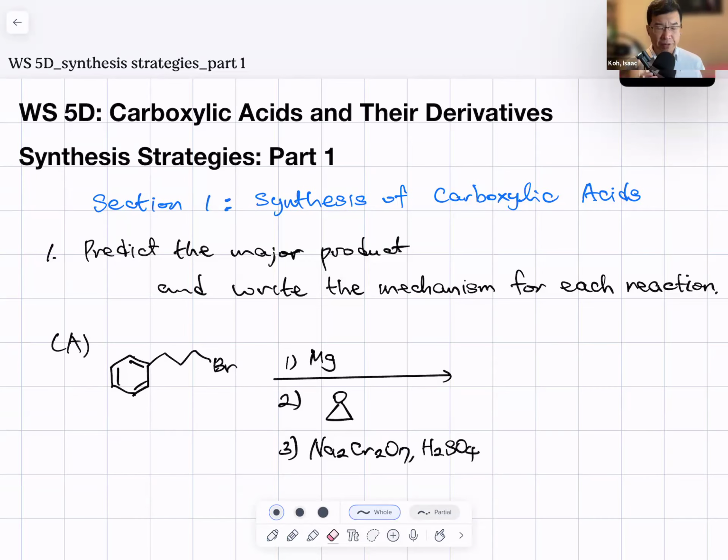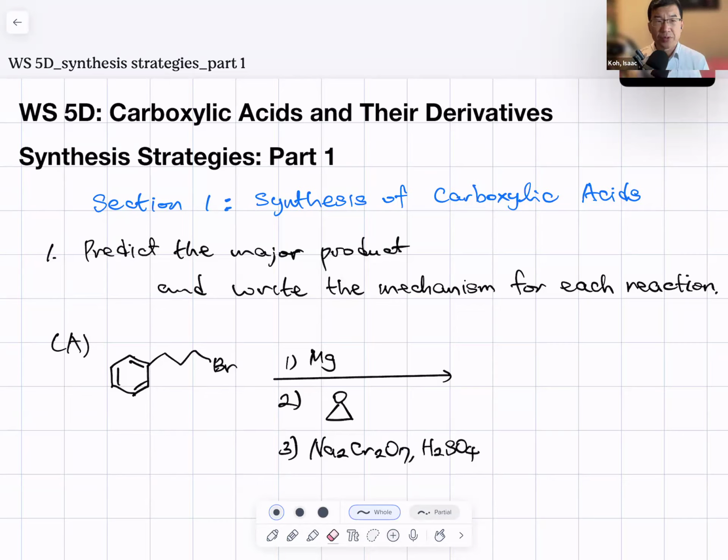In 5D and 5E, let's think about synthetic strategies. Here, let's think how to make a carboxylic acid starting from many different functional groups. Here is starting from alkyl halide.